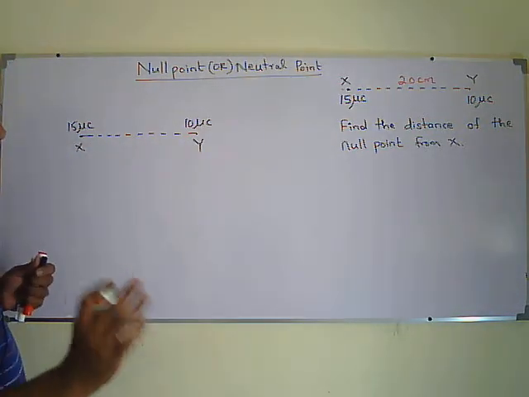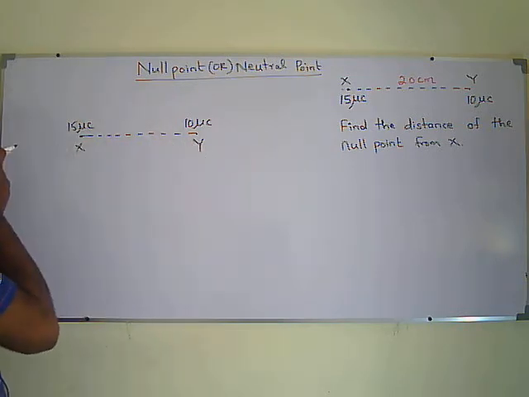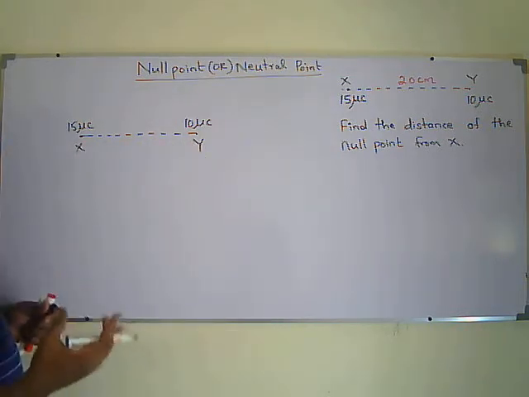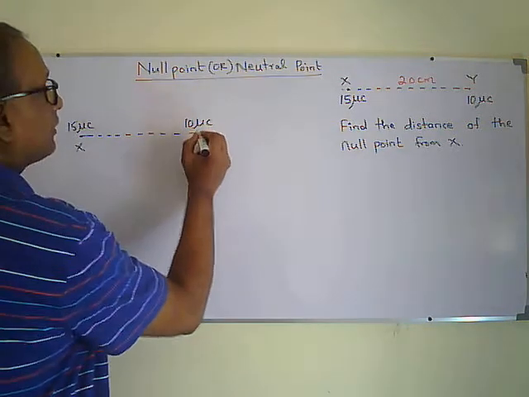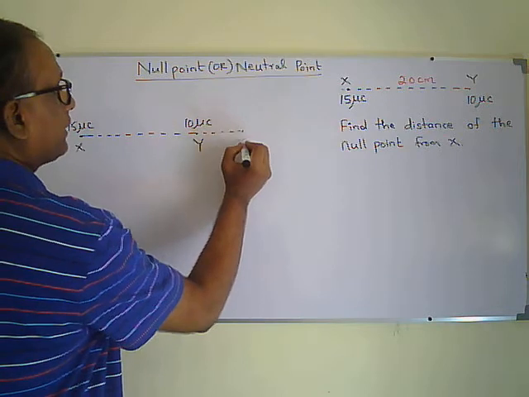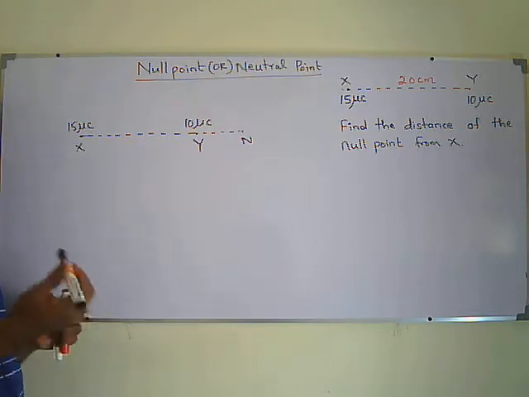I proved that any point on the left of x along the line yx cannot be a null point. Similarly, we'll check whether there can be a point along xy on the right of y. Say imagine a point N. Can it be a null point?